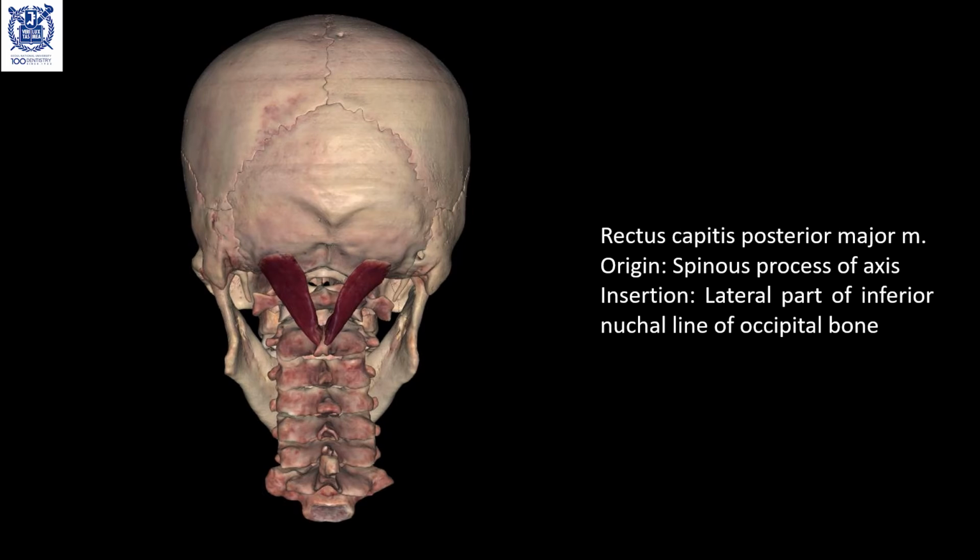It is supplied by the occipital artery and is innervated by the dorsal ramus of C1, also known as the suboccipital nerve.